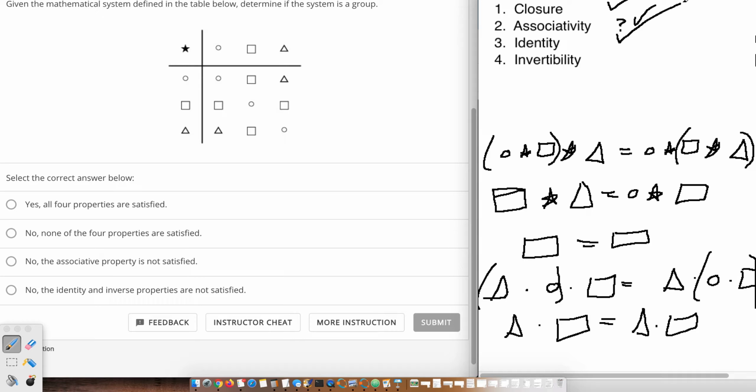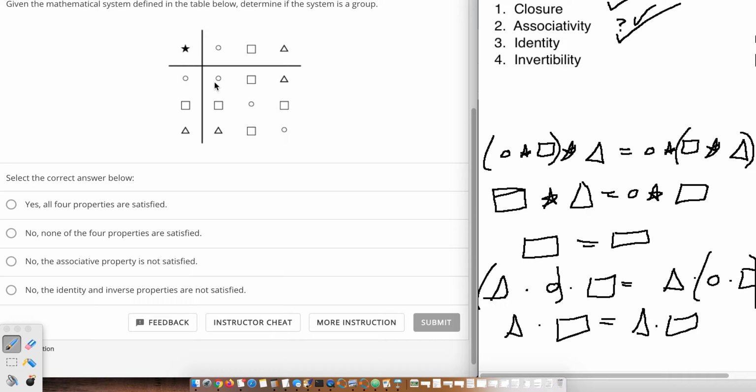Okay, so that's checked off. Invertibility means that you can get the identity element for any other element. So for instance, for this circle, you can get the identity element by pairing it with the circle. So it's invertible, okay?